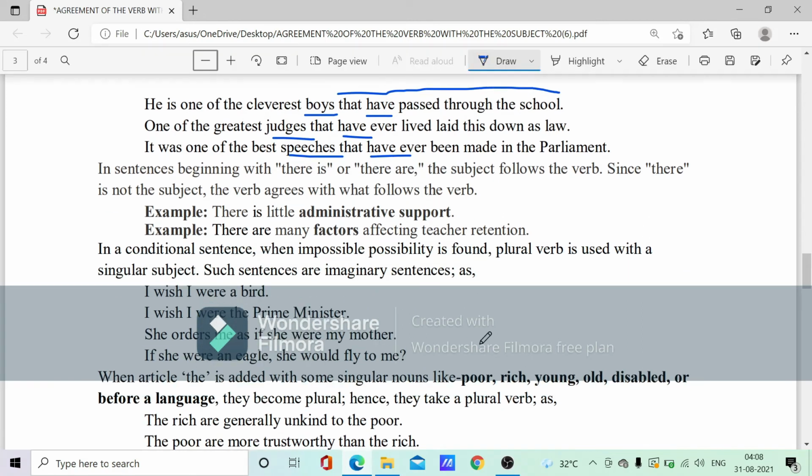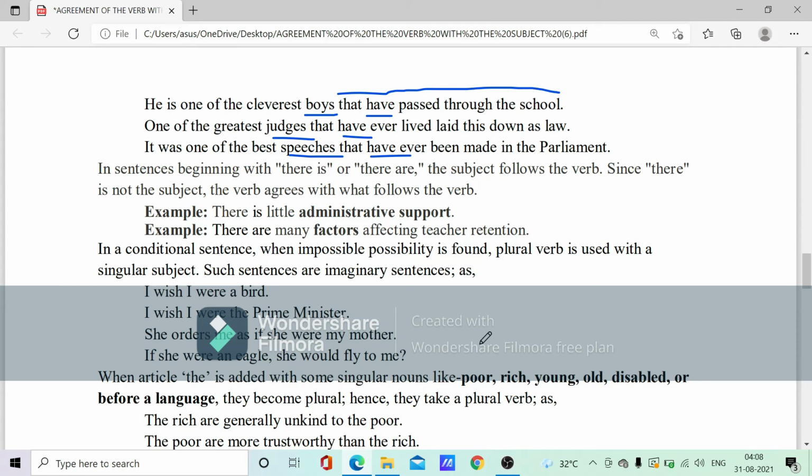Next, in sentences beginning with there is or there are, the subject follows the verb since there. See, it's not the subject, the verb agrees with what follows the verb. It's a very simple rule. You see what happens at times when you don't have any kind of subject in any of the statements, then you start the sentence with there, right?